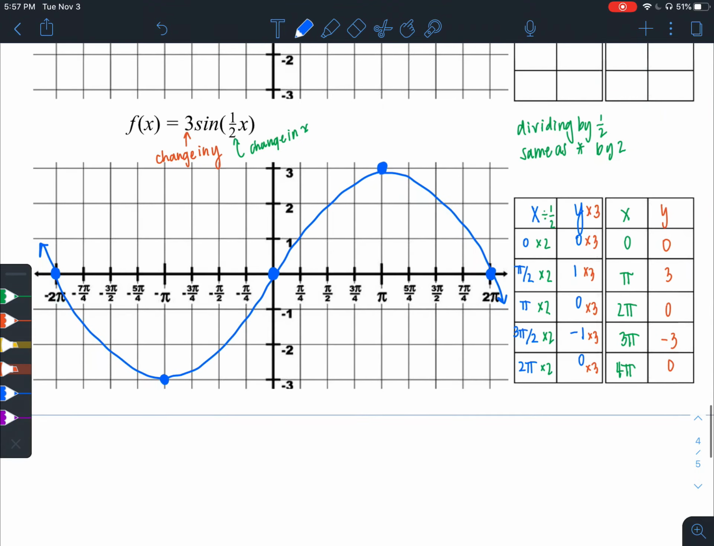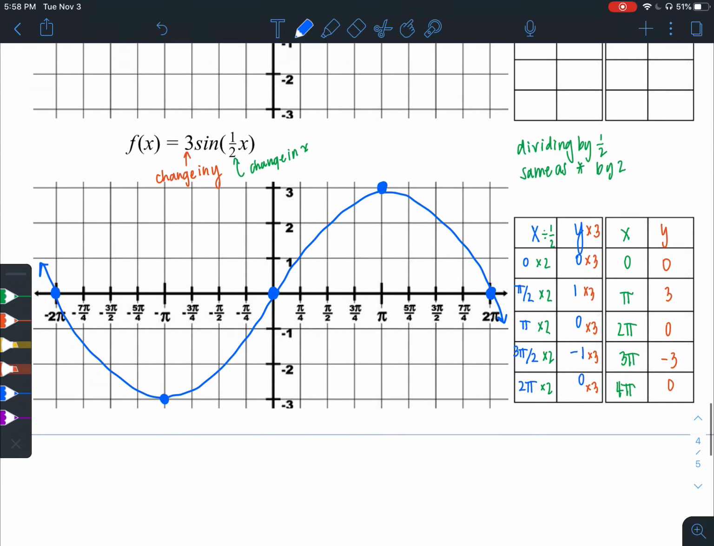Okay, so you're changing the x and y values for each of those based on whether the change is on the outside or the inside.